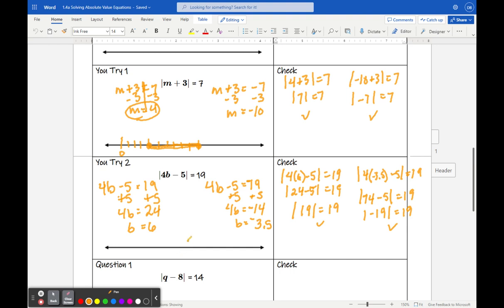So in this case, I have a positive and a negative solution. 1, 2, 3, 4, 5, 6. There's that solution, and negative 1, 2, 3, 4. So right here, and there is my graph.